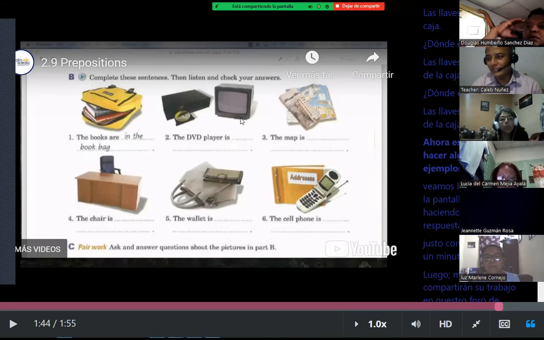Okay, necesito escuchar cada palabrita clear. Next to the television, yes? Next to the television. Excellent. Next to the TV, okay. Number three, the map is under the newspaper. The map is under the newspaper.